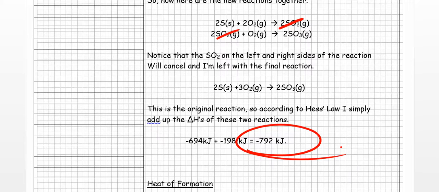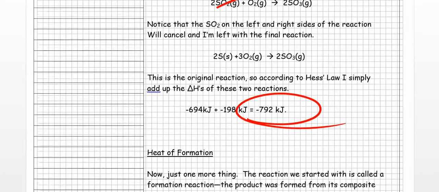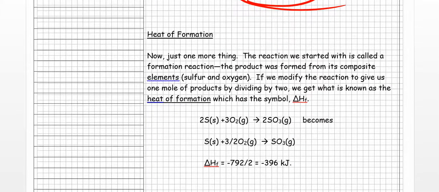Okay? All right, I want to talk just a little bit about something called heat of formation. So the reaction we started with was called a formation reaction. The product was formed from its composite elements, sulfur and oxygen. So if we modify the reaction to give us 1 mole of products by dividing by 2, we get what is known as the heat of formation, which has a symbol delta H sub F.